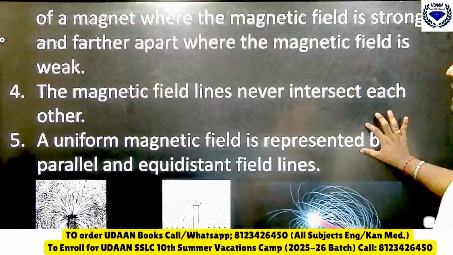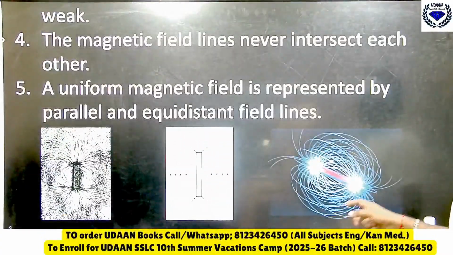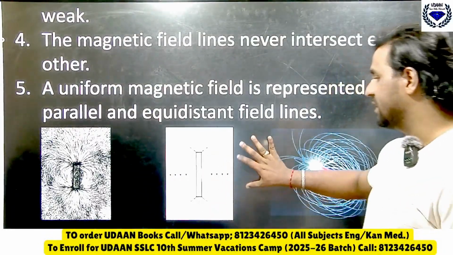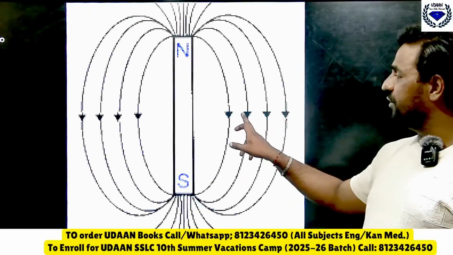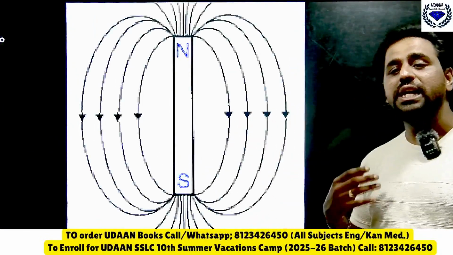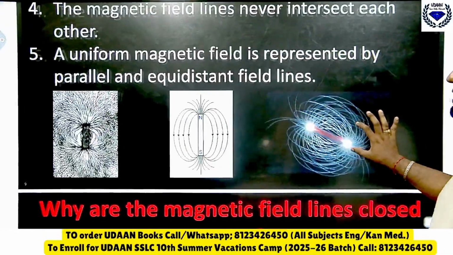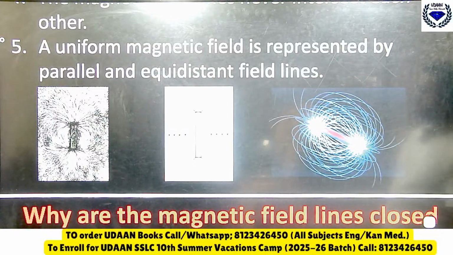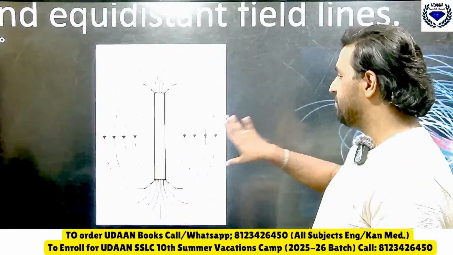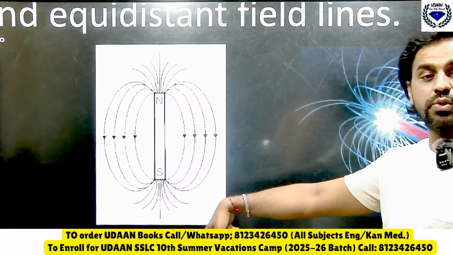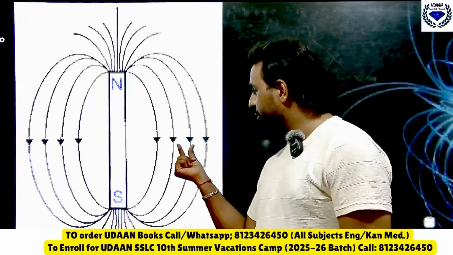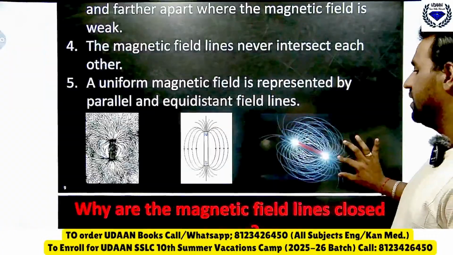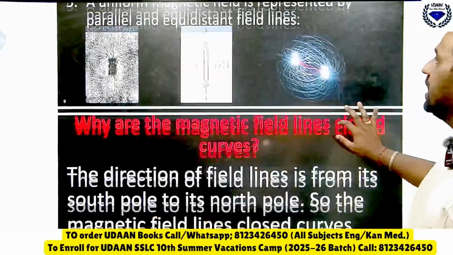Then the magnetic field lines never ever intersect each other. So you can see here the magnetic field lines are closed and continuous, and they never ever intersect what? Each other. That is what you should write here. Then a uniform magnetic field is represented by parallel and equidistant lines. So you know that the magnetic field inside the solenoid is uniform. Uniform means they have equal distance between the parallel lines. That one we call as what? Equal parallel lines. Okay, then equidistant lines.